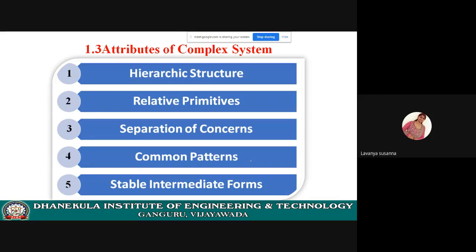Again, I am repeating, you need to remember all these attributes. There are 5 attributes of the complex system. First attribute is hierarchic structure. Next attribute is relative primitives. Next attribute is separation of concerns. Next attribute is common patterns. Next attribute is stable intermediate forms. Let us discuss one by one.